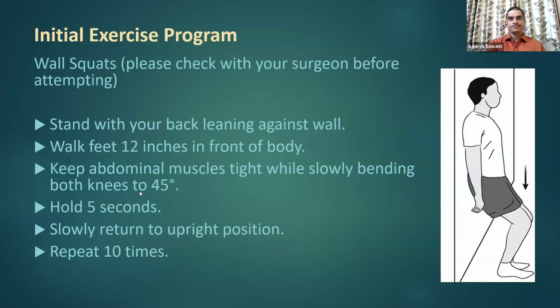Wall squats, when the patient is up, can get up, and can go to the washroom by himself or with the assistant. We can make him do wall squats if the surgeon clears. The squats are very simple. Stand with your back leaning against the wall, feet 12 inches in front of the body. Keep abdominal muscles tight, so there is core strengthening, while slowly bending both knees to 45 degrees. Hold for 5 seconds, not 90 degrees, just 45 degrees. A simple 45 degree knee bend is more than enough.